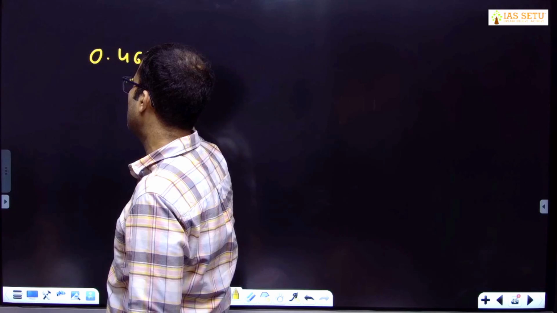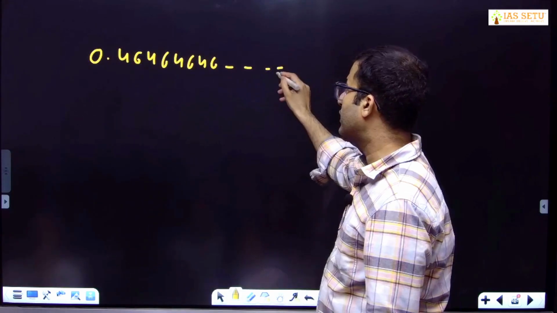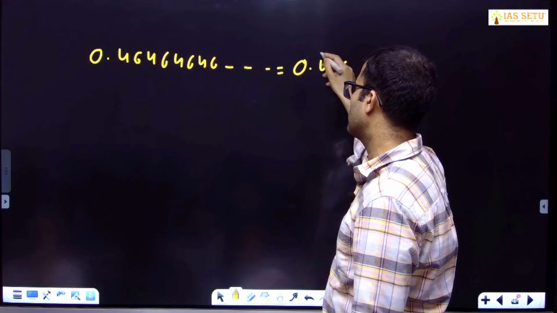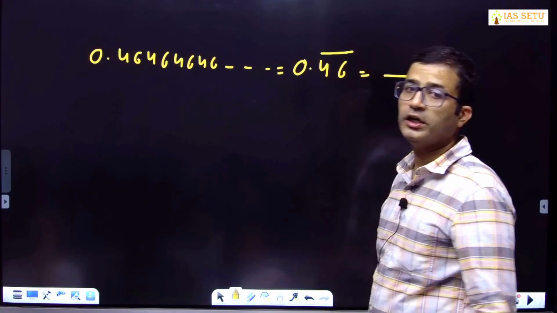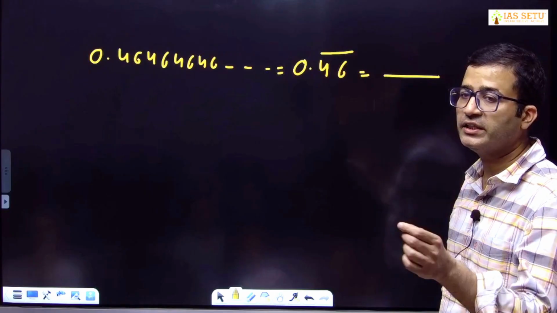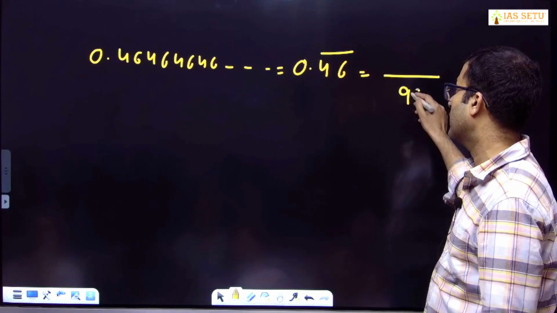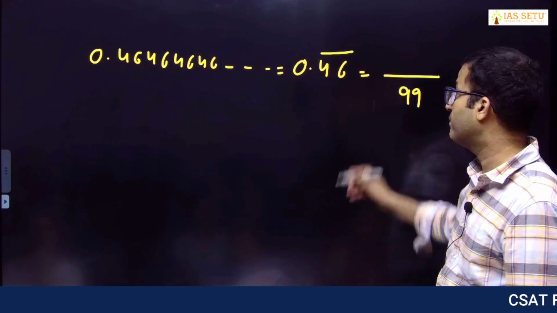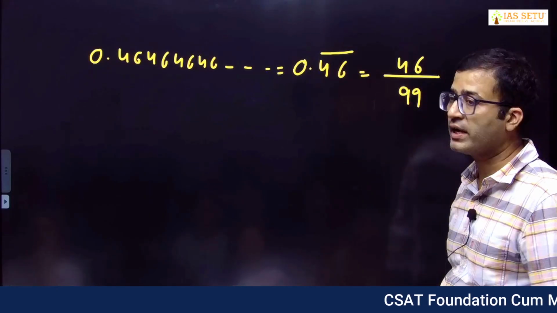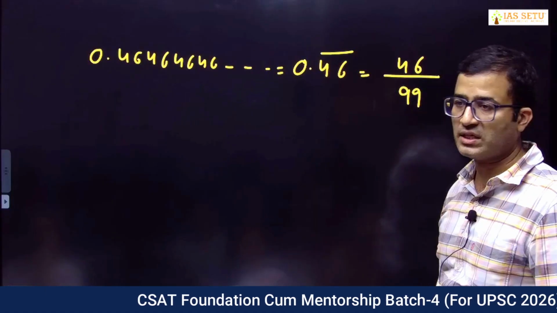I take one more question. For example it is 0.46464646. So here we write it as 0 bar on 46. So here for the denominator, our shortcut is as many 9s as digits under the bar. So how many digits are under the bar? 2. So double 9. Numerator, number as it is, 46 upon 99. If there is scope for simplification, simplify. Otherwise this is the answer.